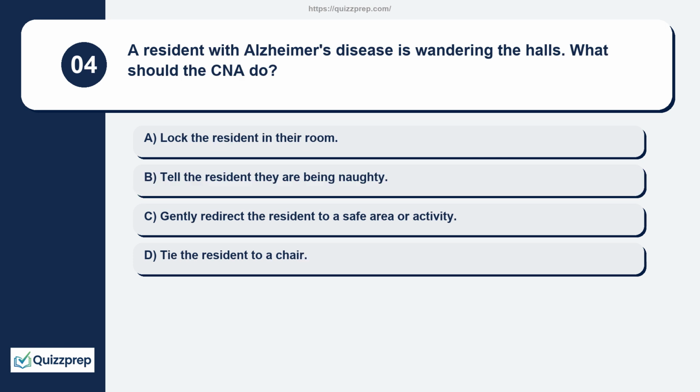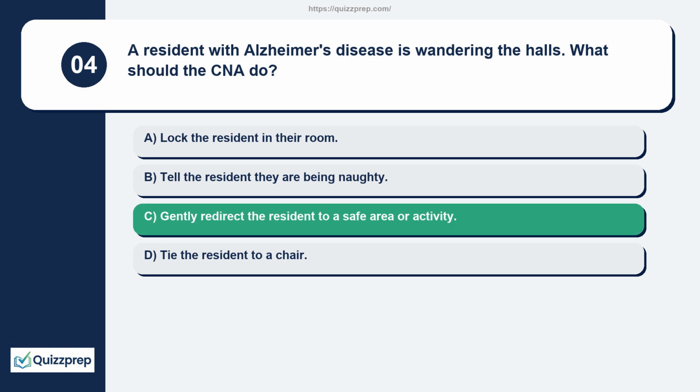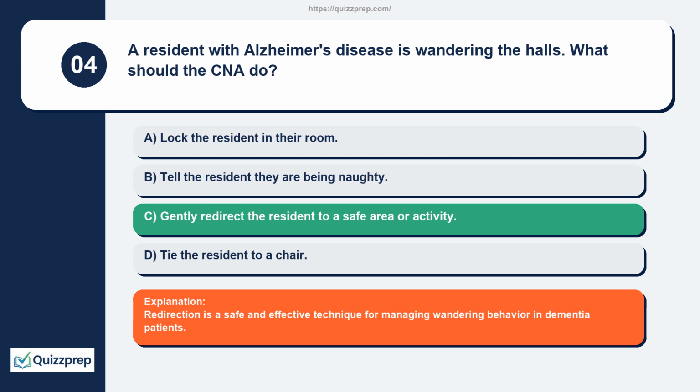Question 4. A resident with Alzheimer's disease is wandering the halls. What should the CNA do? Lock the resident in their room, tell the resident they are being naughty, gently redirect the resident to a safe area or activity, or tie the resident to a chair? Redirection is a safe and effective technique for managing wandering behavior in dementia patients.